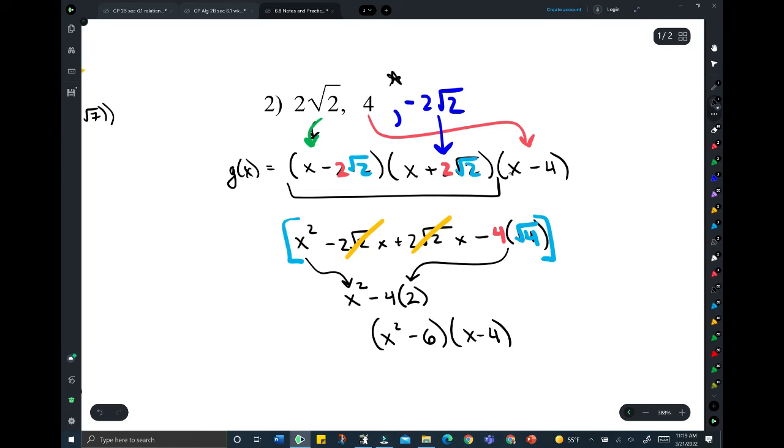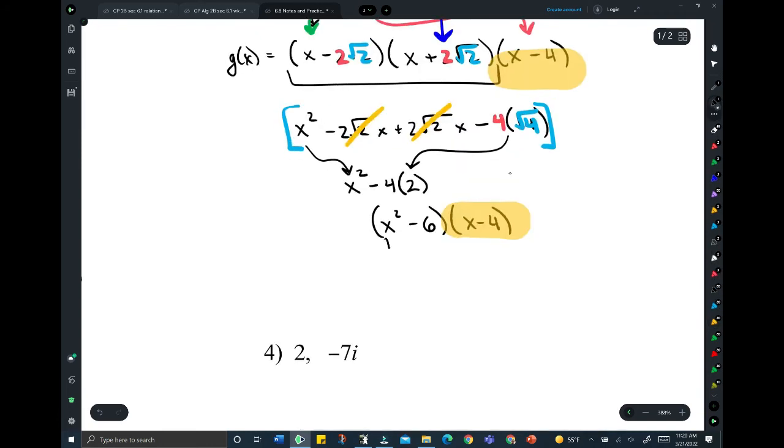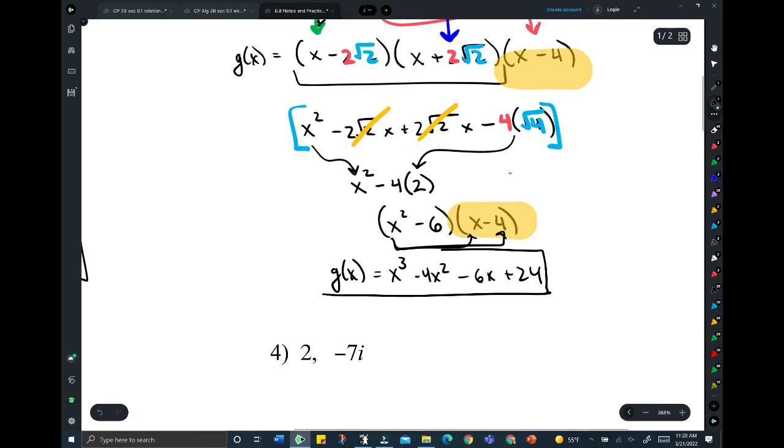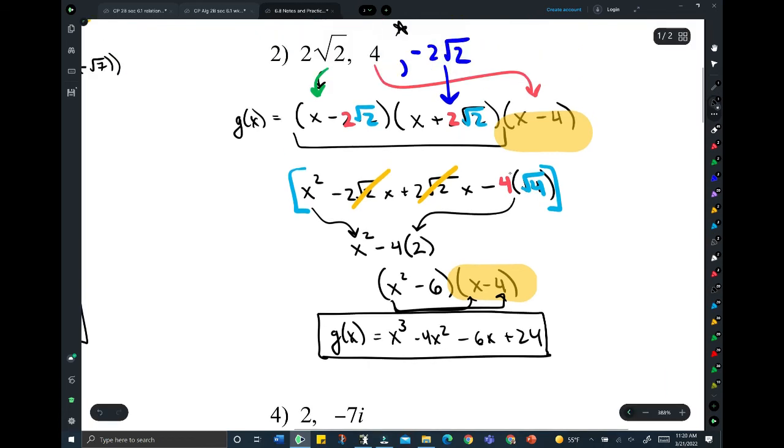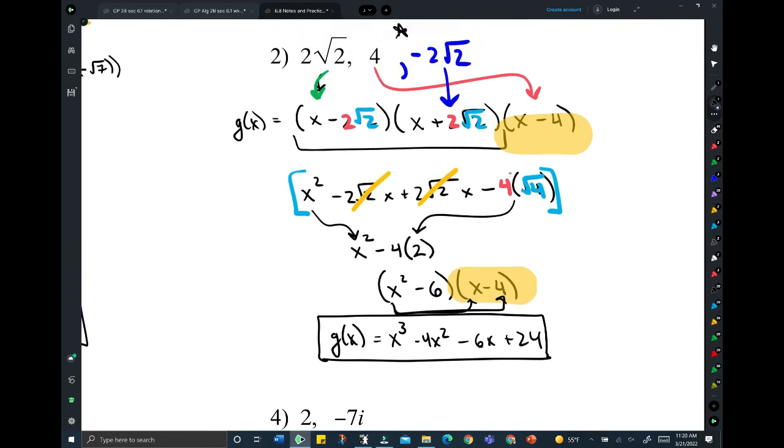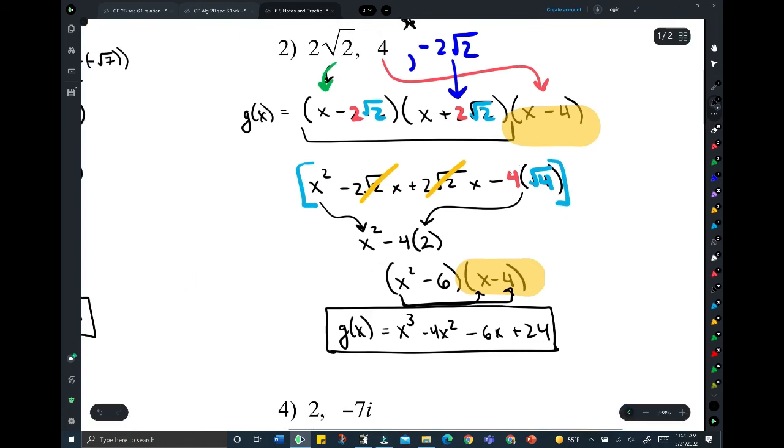Now, don't forget about the x minus 4 at the very end. That's this factor. And a final bunch of FOIL can get us our final function. G of x is equal to x to the third minus 4x squared minus 6x plus 24. So that's it. Hopefully you're noticing it's not too bad compared to some of the other stuff we did, essentially giving you a free 0 and going from there.